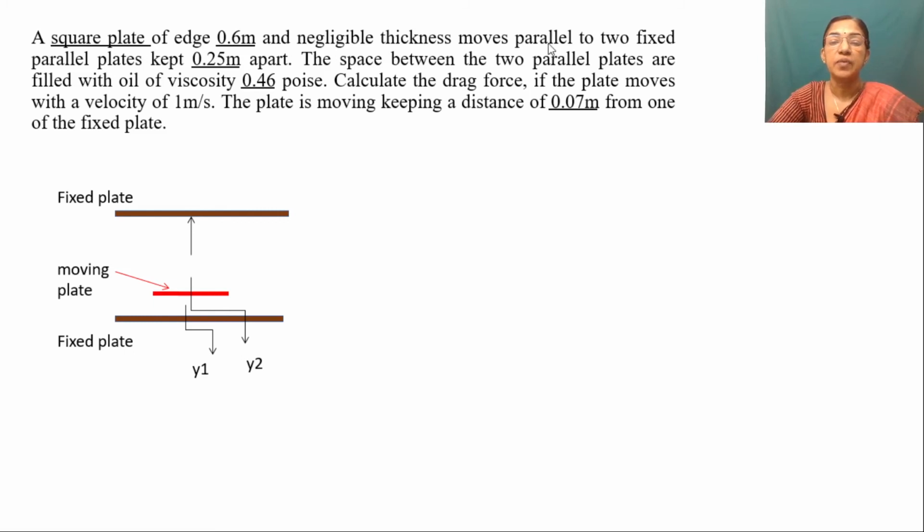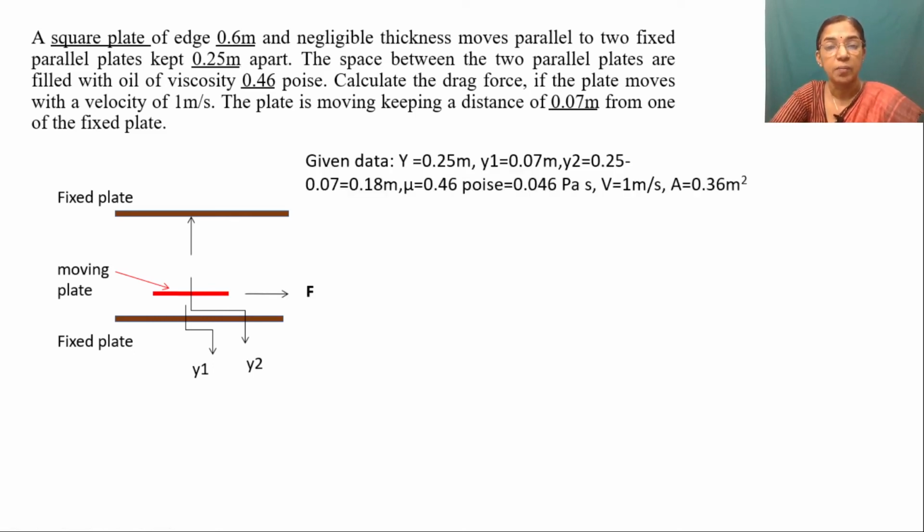y1 is given as 0.07 meter and y2 can be calculated by subtracting from the total gap. The total gap is given as 0.25 meter. Before starting the problem, we copy down all the data and convert all the data to the relevant units. Here the viscosity is given as 0.46 poise, which should be converted into Pascal second. Now our data are ready, so we can directly use the equation.